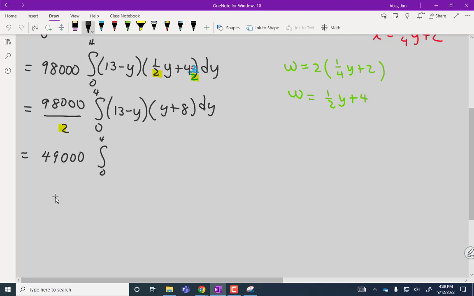0 to 4. So FOILing this, we get minus y squared plus 5y plus 104 dy. Now you can integrate that and plug in the limits pretty easily. Any questions on any of the steps there?